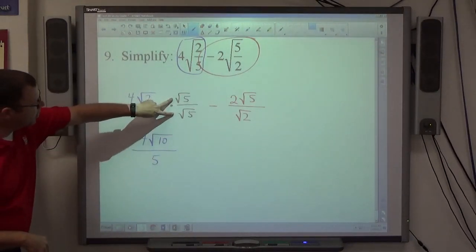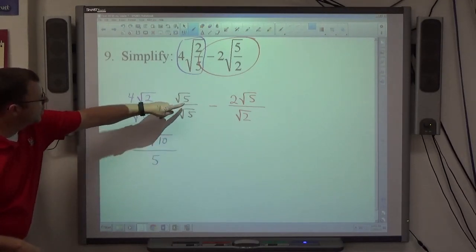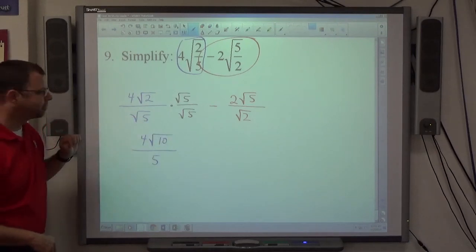And again, that's the requirement. I see this, whatever this is, that's what I multiply top and bottom by. 5 and 2 in a radical, 5 times itself makes just 5.